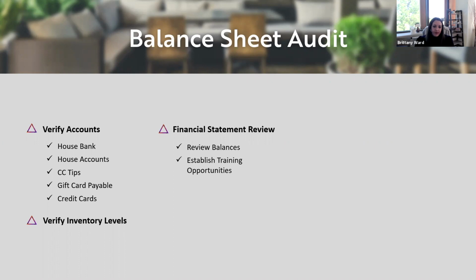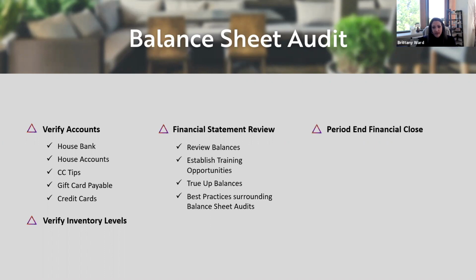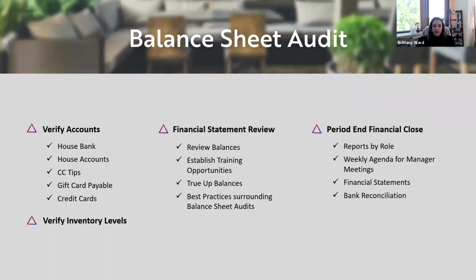The second one is the period end financial close. So this one focuses on the 5 steps to properly closing out your period. It's running your business, it's grading your performance, conducting that financial review, focusing on theft prevention and accuracy, and of course, why we're all here today, reviewing that cash flow statement, right?